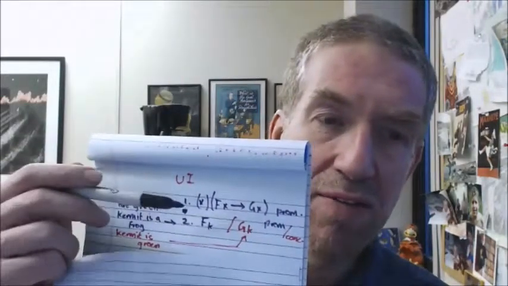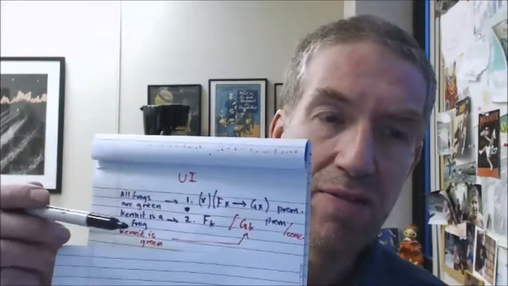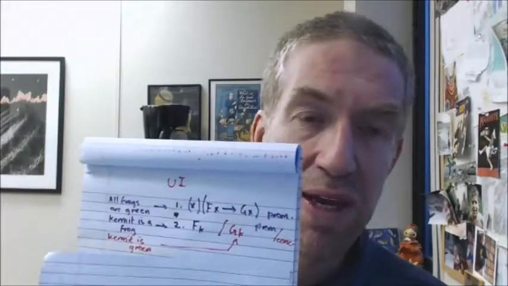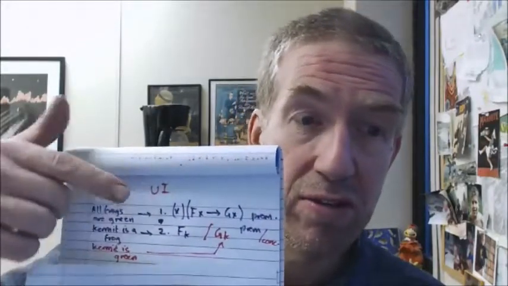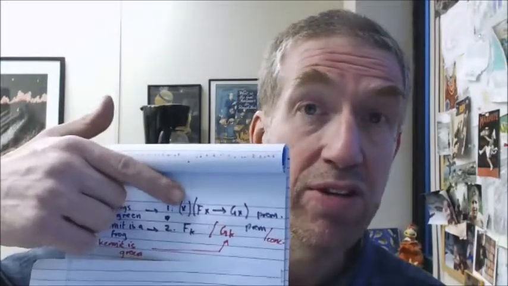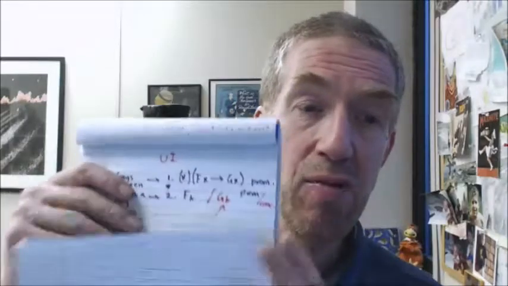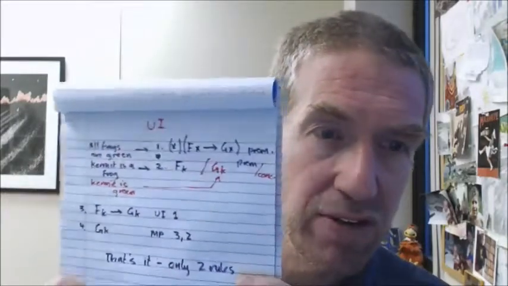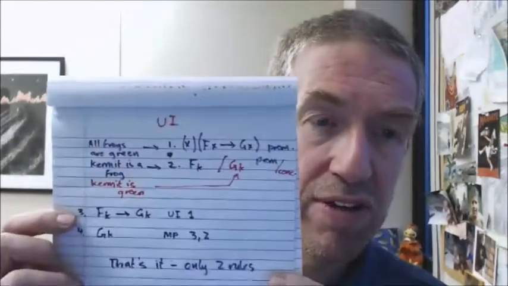We symbolize as for everything in the universe, if it's a frog, then it's green. That's an A type. Kermit is a frog. Conclusion, Kermit is green. Now, as we just said, we can't just do modus ponens because of this quantifier right here. What we need to do is get rid of this quantifier and change this x to a k. Well, turns out that's what universal instantiation does. So as you see on line 3, I do universal instantiation.